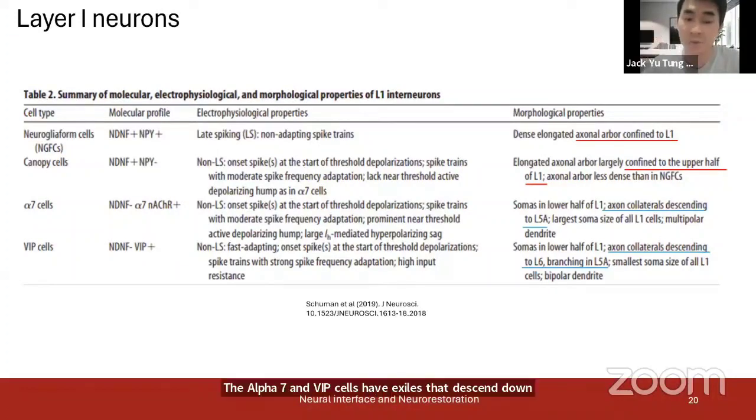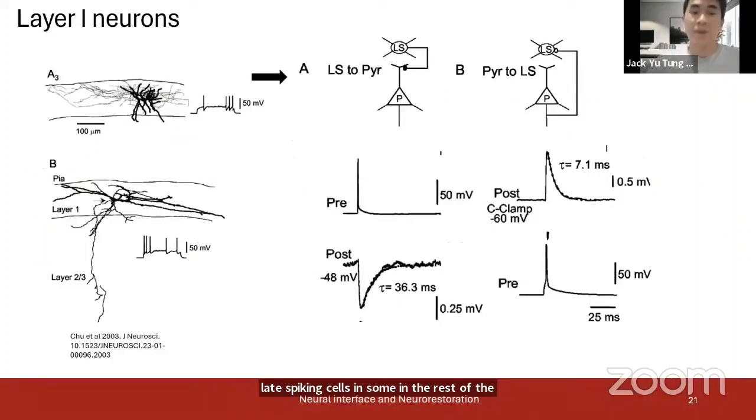So these cells can be further divided electrophysiologically based on the spike characteristics. For example, neurogliaform cells are also known as late spiking cells in the rest of the literature due to the late timing of their spikes. And once again, layer 1 contains neurons both with dendritic and axonal projections confined within layer 1 itself, as well as those that project down to the deeper layers.